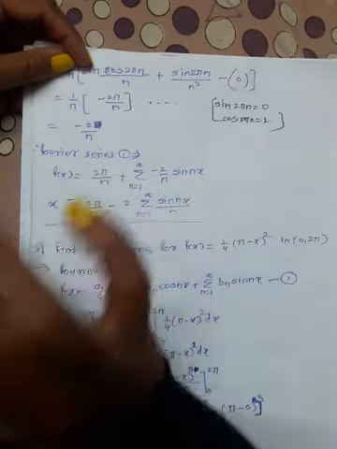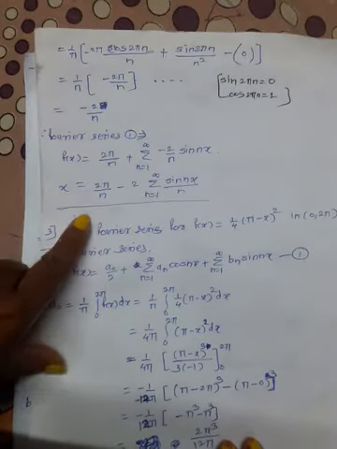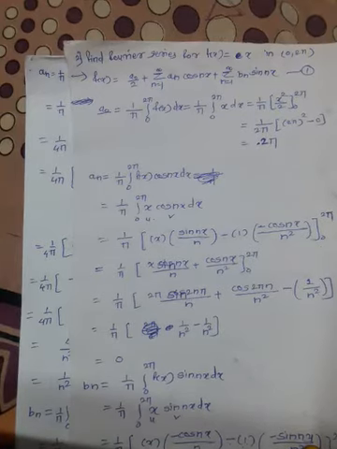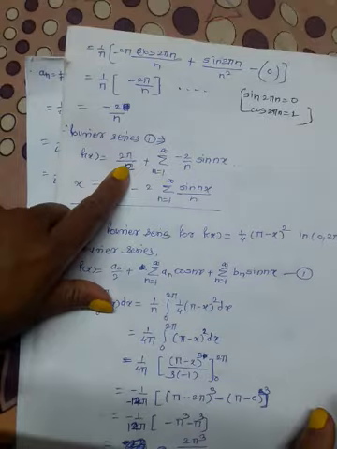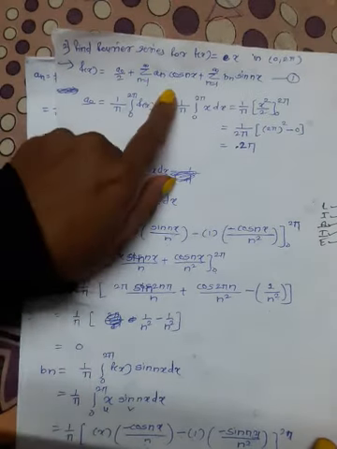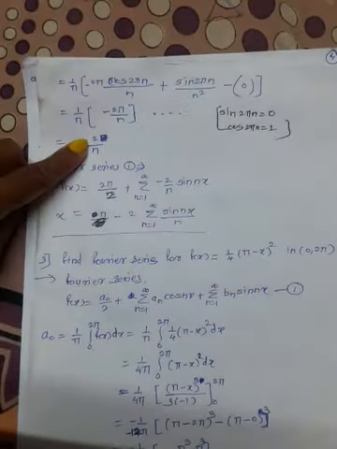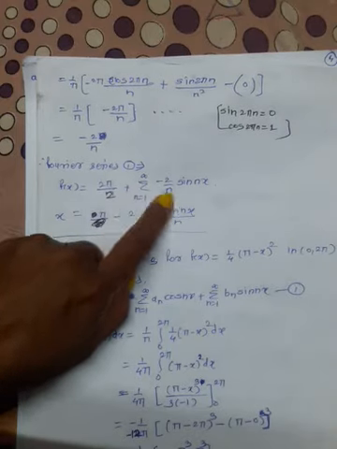Now put this value in equation number 1 of Fourier series. f(x) is a naught by 2. A naught is 2 pi, so 2 pi by 2. 2 gets cancelled in next step. And plus an cos nx. An is 0. That's why no need to write the 0 term. Plus summation bn sin nx. Bn is this. Therefore summation n from 1 to infinity, bn.